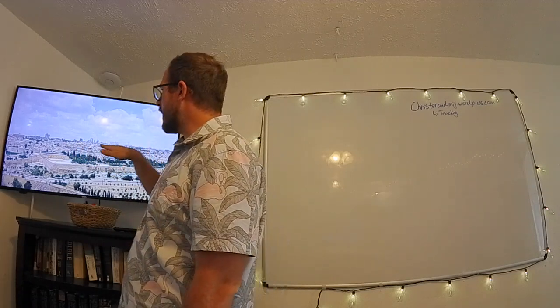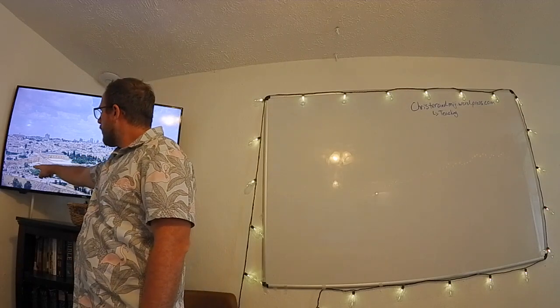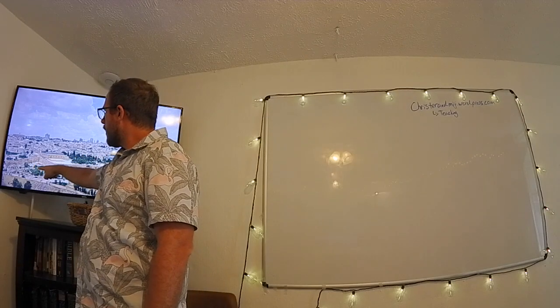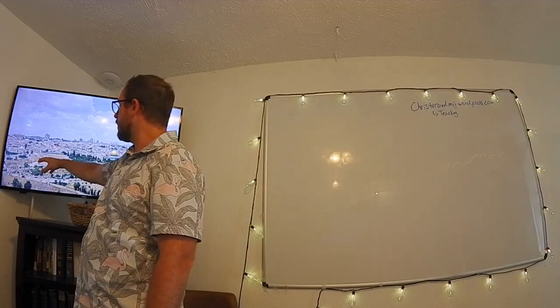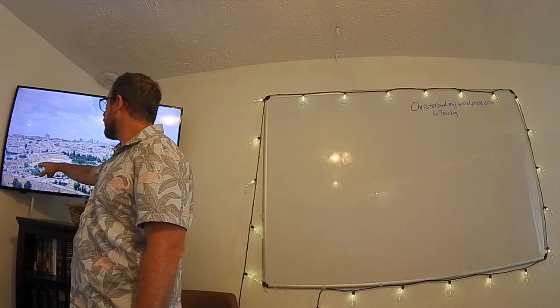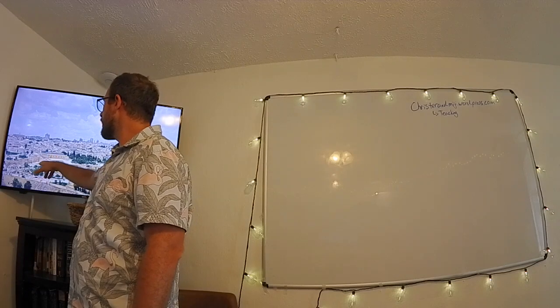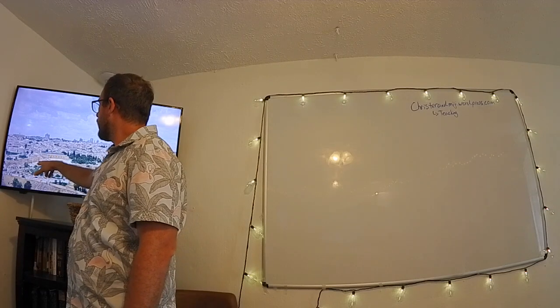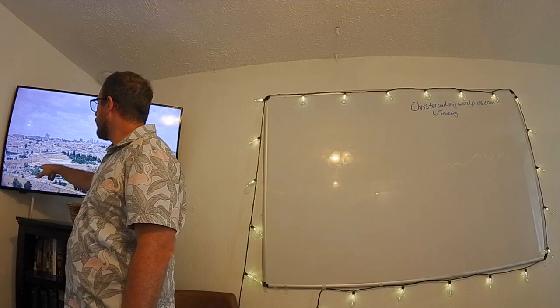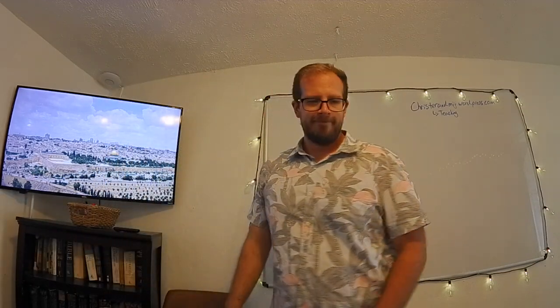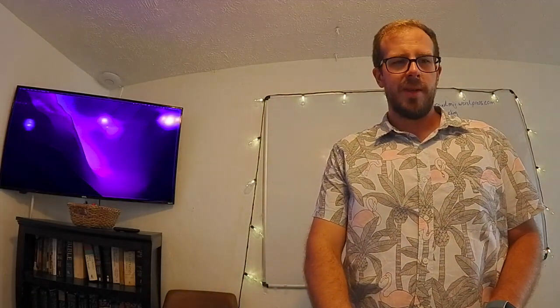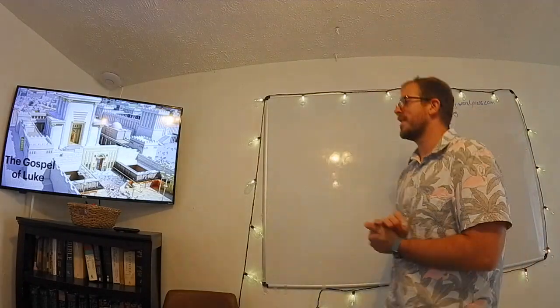The main entrance into the temple is via these stairs right here. That was the original entrance. Now that has been walled up by the Muslims and was used as a defensive wall during the Crusades, but the original doors to enter the temple are right at the top of these stairs. So there you go. All right. So it gives a little bit more context for this picture.